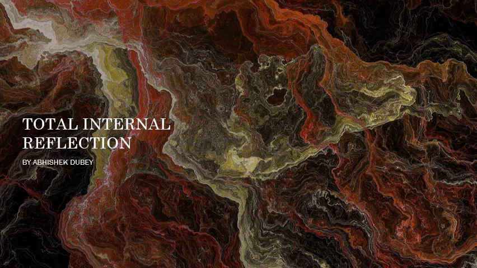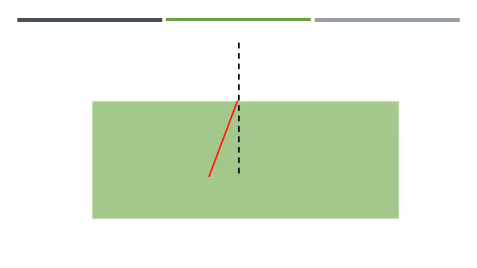In this video, we are studying about total internal reflection, and total internal reflection is the phenomenon which is related to the refraction of light. When a ray of light enters from denser medium to rarer medium, then it bends away from the normal.